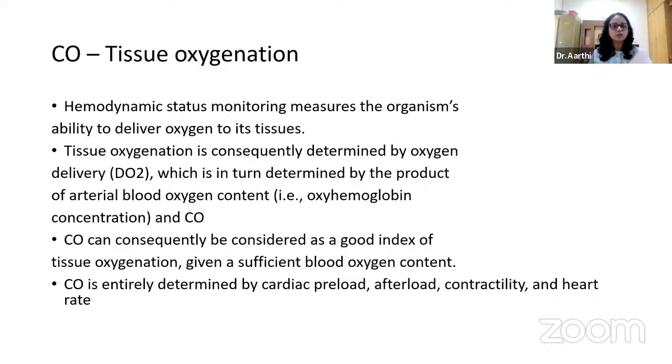So now coming to the most important parameter which we assess during hemodynamic instability, the cardiac output. Hemodynamic status monitors measure the ability of the organism to deliver oxygen to the tissues. So tissue oxygenation is consequently determined by oxygen delivery, which is in turn determined by the product of arterial blood oxygen content and the cardiac output. So cardiac output can consequently be considered as a good index of tissue oxygenation given a sufficient blood oxygen content. Cardiac output is determined by the preload, afterload, contractility, and heart rate.